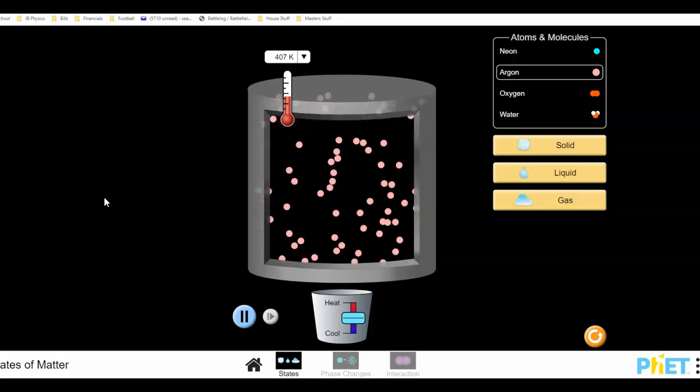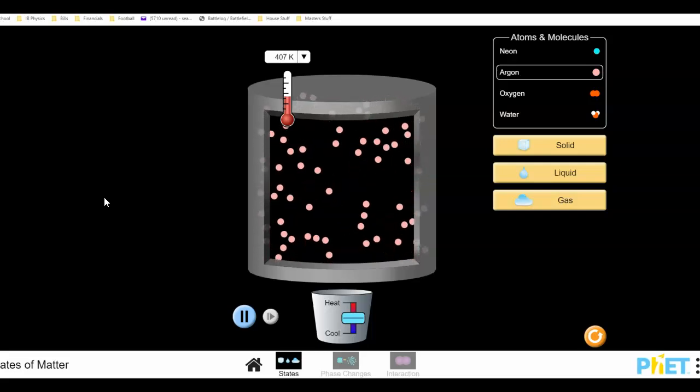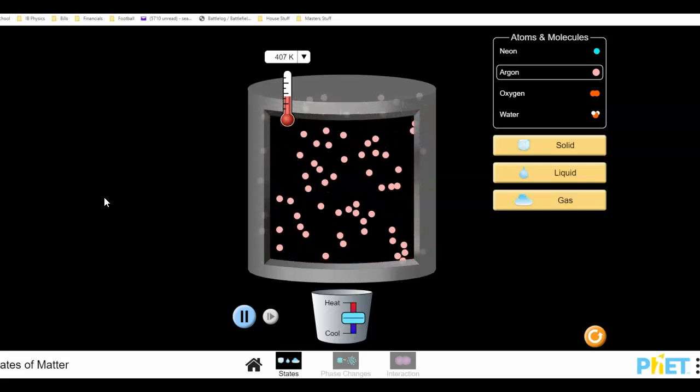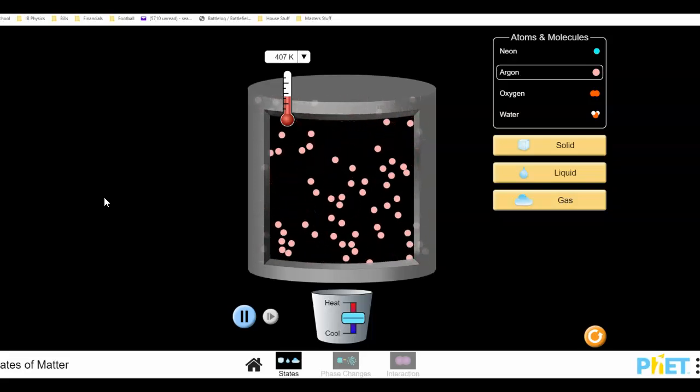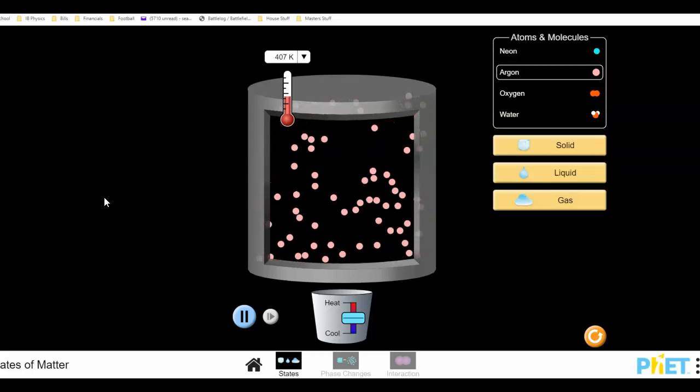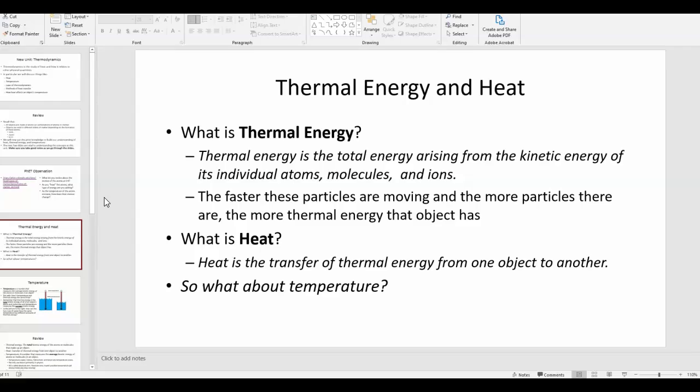Okay, so if I have a container that has, let's say, a trillion atoms, I find the kinetic energy of each individual atom and I add all those up, that number would be the thermal energy. So thermal energy is the total energy coming from the kinetic energy of the atoms, molecules, and ions. And so very simply, the faster they're moving, the more thermal energy there is.